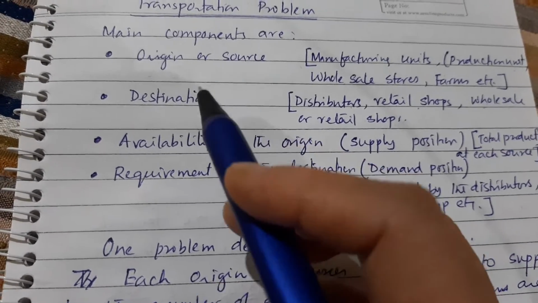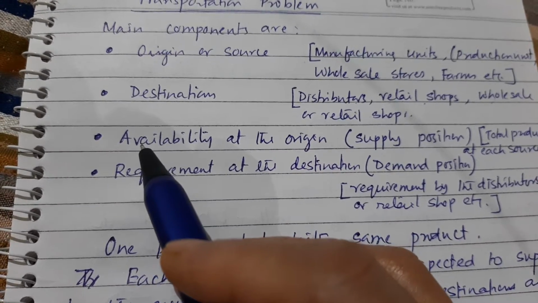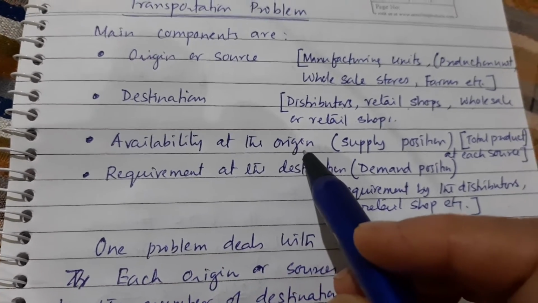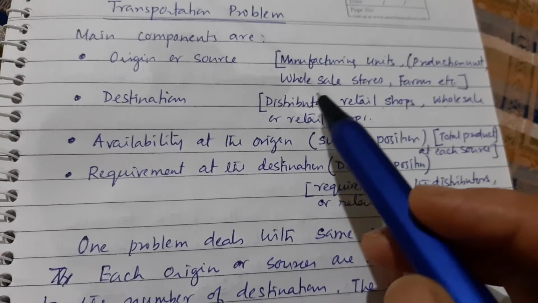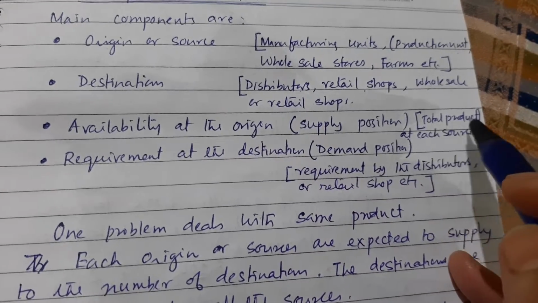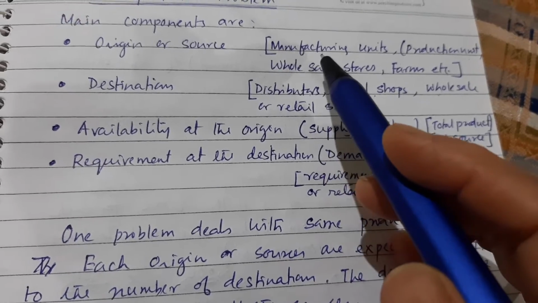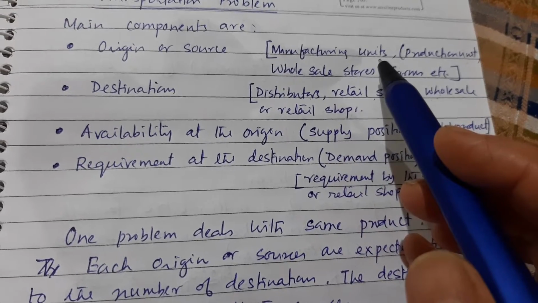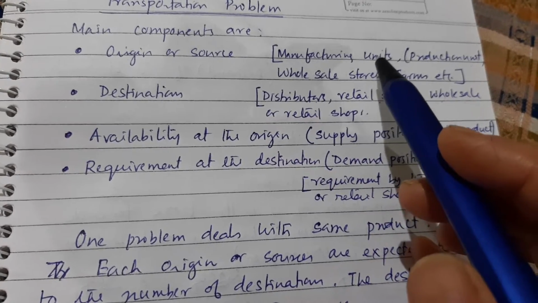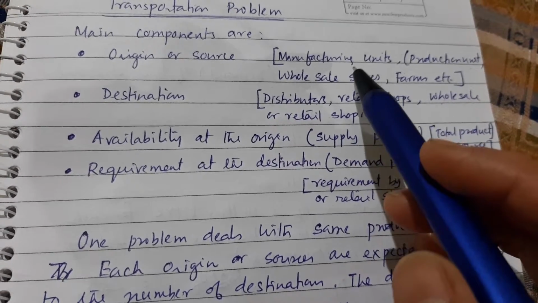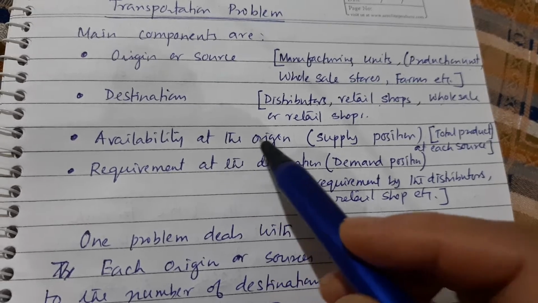Now, apart from these two, an important thing is the availability at the origin. How much quantity is available in those origins, or the total products, like a manufacturer. So, for example, if a car manufacturing unit is producing 100 cars a day or 50 cars a day, only 50 cars are available to distribute. That is called availability at the origin.